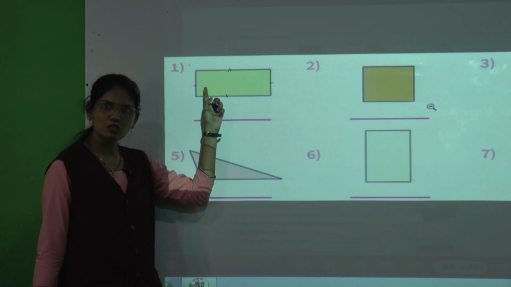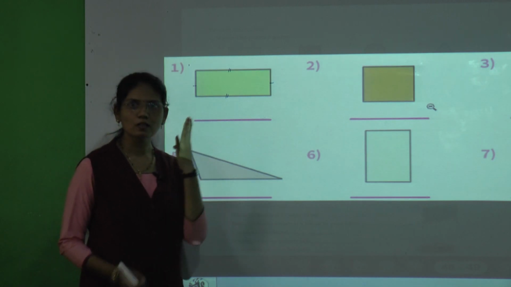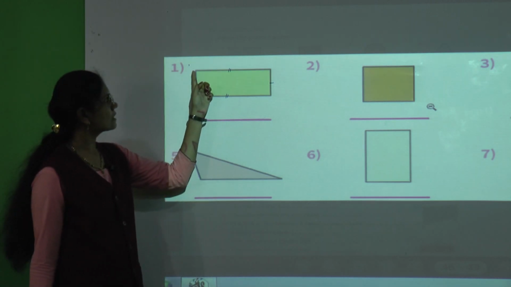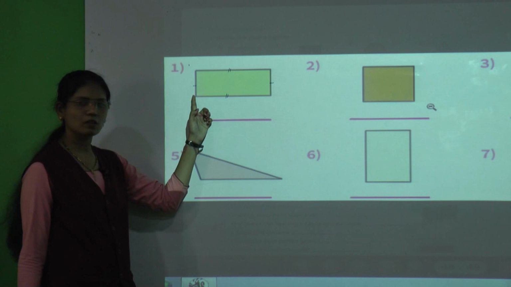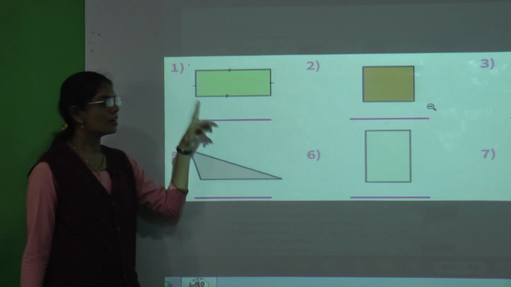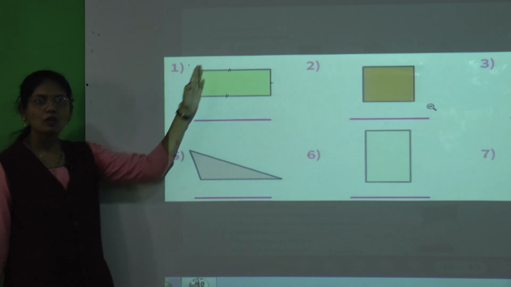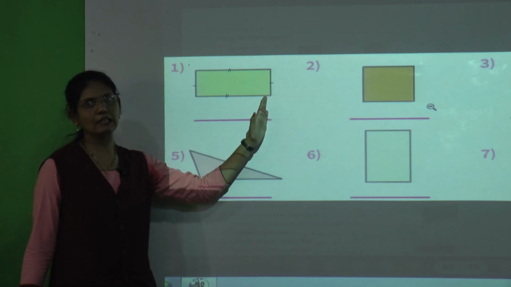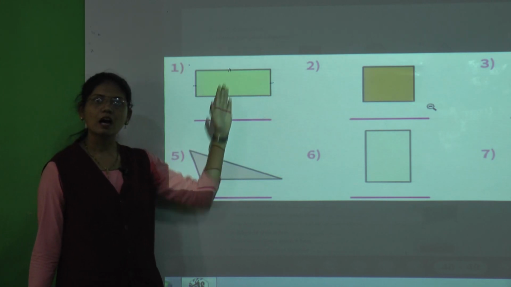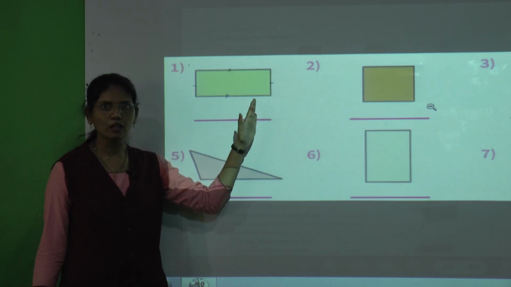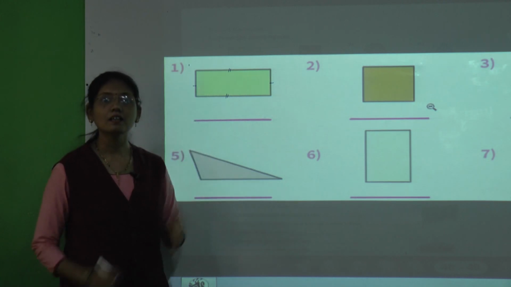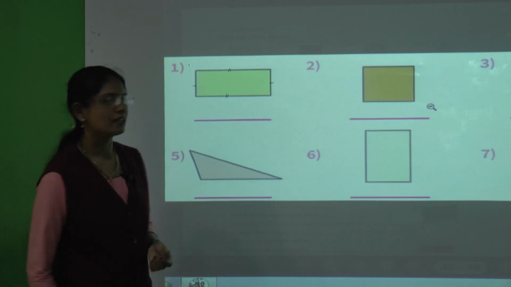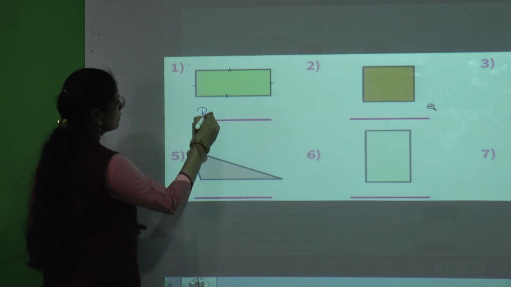This shape has 4 sides. Also it has 1, 2, 3, 4 corners. And in this shape only the opposite sides are equal. Only the opposite sides are equal. So this is, yes, a rectangle. Correct. This is a rectangle.